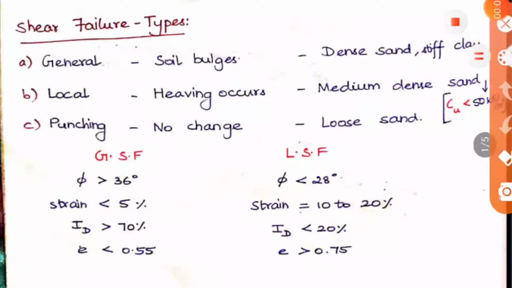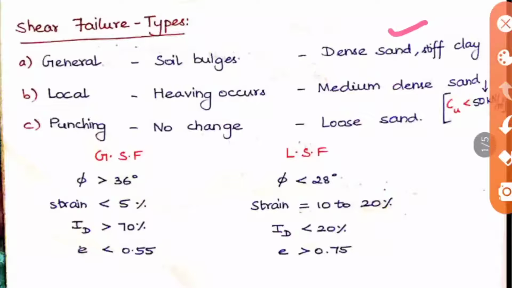Next we are going to see the shear failure types: general shear failure, local shear failure and punching shear failure. In general shear failure, all 3 zones of the soil get affected. These zones we will see in Terzaghi's theory, after this topic. The total soil completely fails and the soil bulges out. This normally occurs in dense sand and stiff clays. This is the maximum failure.